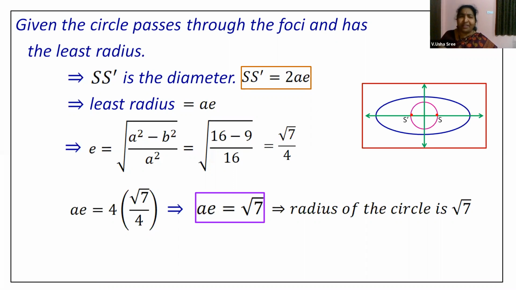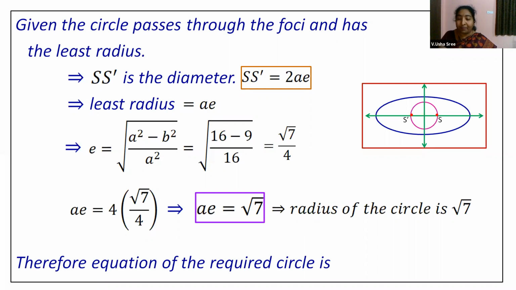What we have assumed, we have just taken it as an assumption. We were concentrating on the circle passing through the two foci, because we are not sure what will be the radius of the circle which is to be calculated. Now, after calculation, we got that, of course, the circle is passing through the two foci, but the radius is less than the value of B. Okay. So therefore, the equation of the required circle will be x square plus y square is equal to 7.